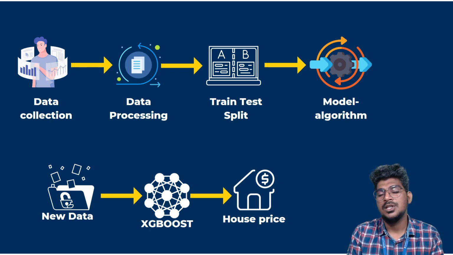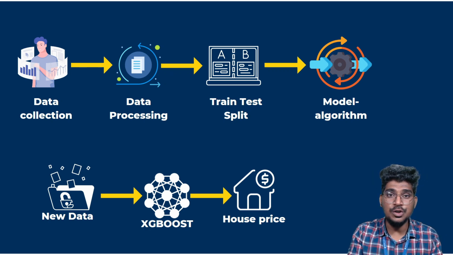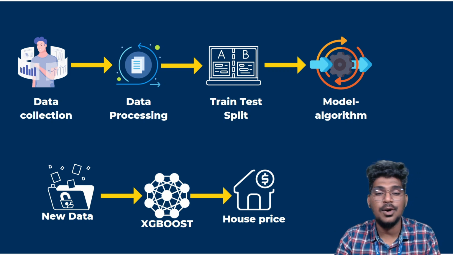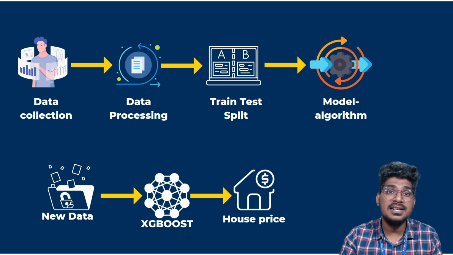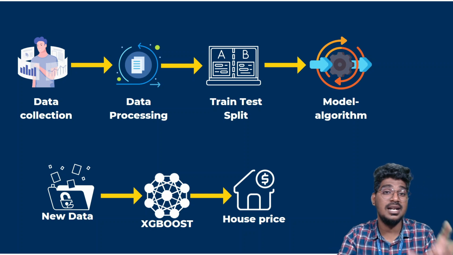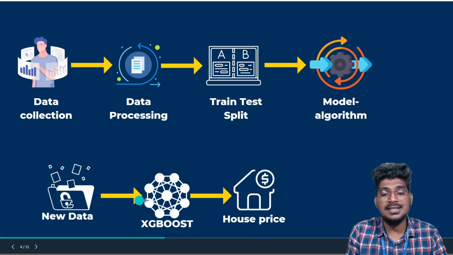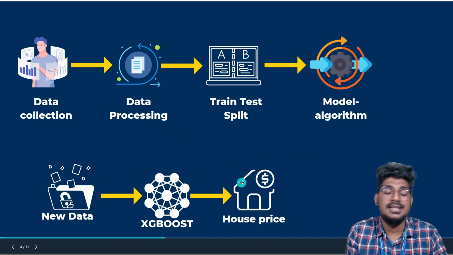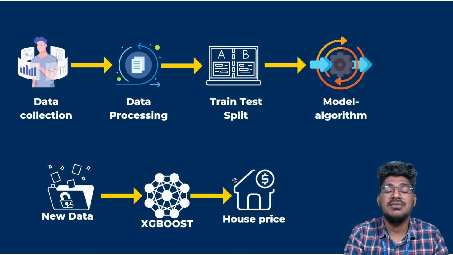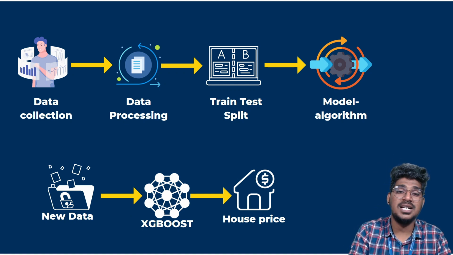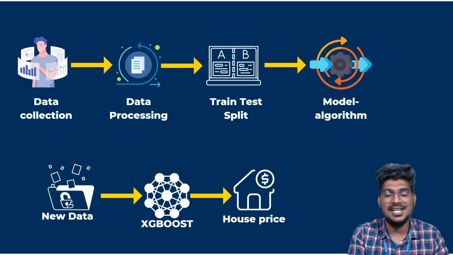Once the training is completed, when you feed new data to the trained model, it will predict that the house will be this much price in that particular location based on the data features. That's very important. So this is the new data. When you pass it through XGBoost, it will predict the house price. This is the way the project will run and be constructed. Hope you guys understood about these particular steps of machine learning.